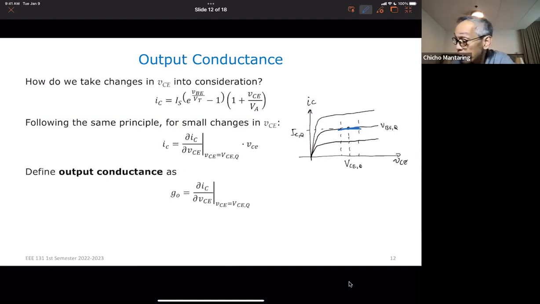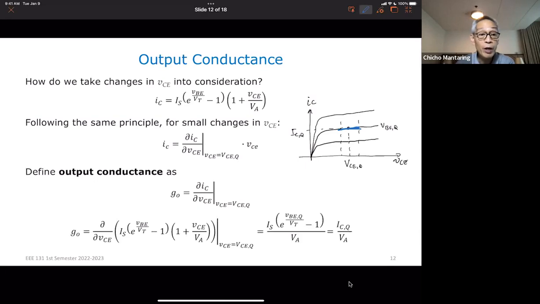Okay, itong term na to, this term, we're going to define that as our output conductance. Again, it's a conductance because it is the ratio of a current to a voltage. Okay, this time the current and the voltage are in the same circuit. So it's not a transconductance, it's a conductance because the current and the voltage are in the same circuit.